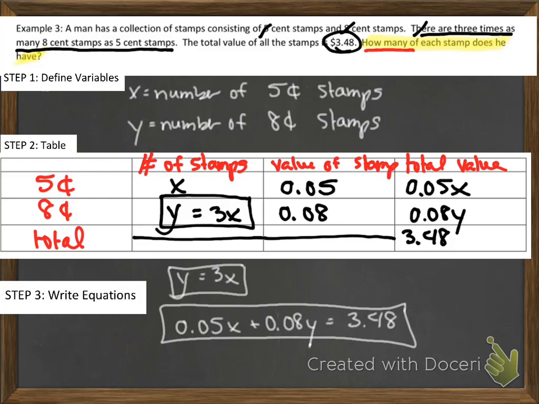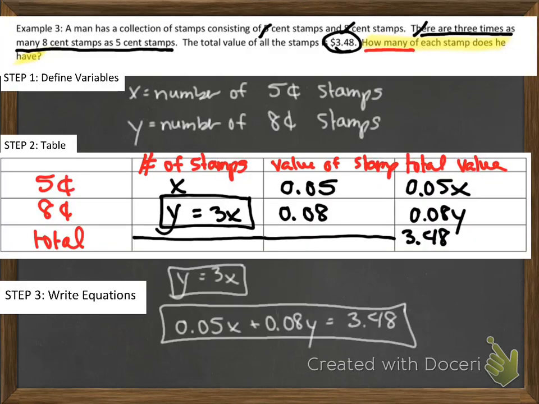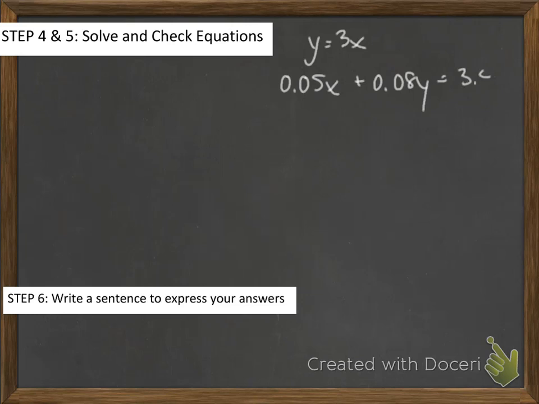Now I can solve it in either way, substitution or elimination. To me, this problem looks like it's going to lend itself more to substitution because I have one variable that's already been isolated for me. So again, we have y equals 3x, and then we have 0.05x plus 0.08y equals, what was it? It was $3.48. What's going to happen here is that wherever I see a y, instead of writing a y, I'm going to write 3x.